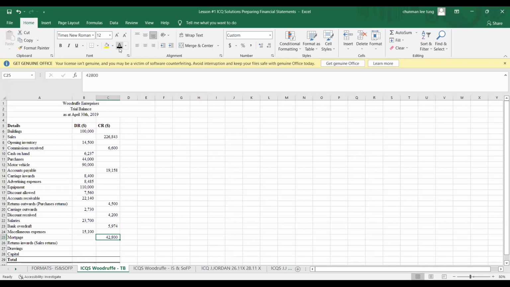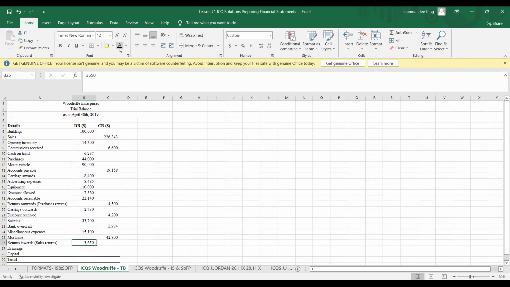Then we have return inwards. Return inwards, also called sales return, whereby we would have sold goods to the customers. They come and return it to the business. So we are getting it back. It will be debited.